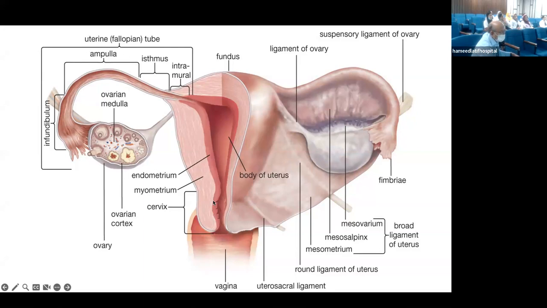And that part of the broad ligament, which spreads from the tube towards the ovary, that's known as mesosalpinx. And this part where the ovary is attached to that, that is mesovarium. And this is parametrium or mesometrium. And these three actually form part of the broad ligament. So this is the understanding that you should have about this.